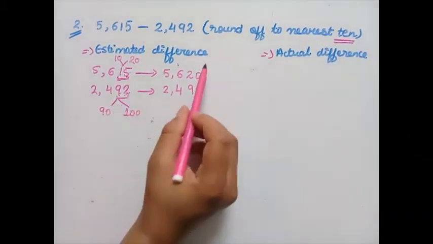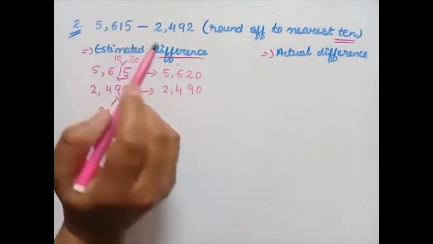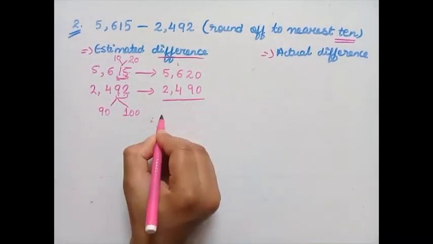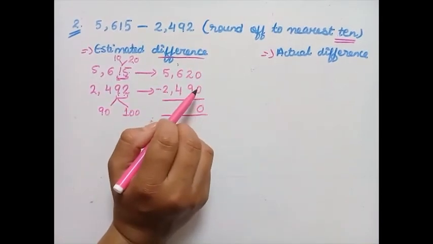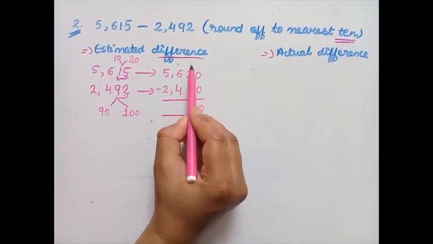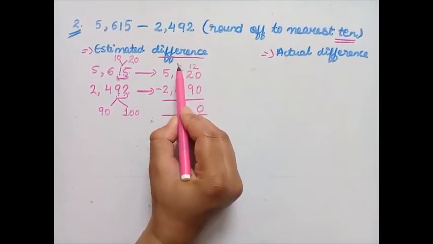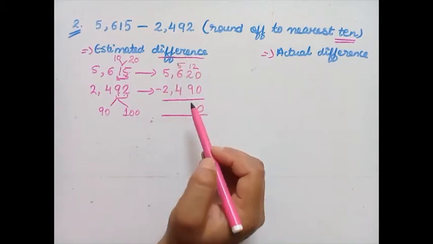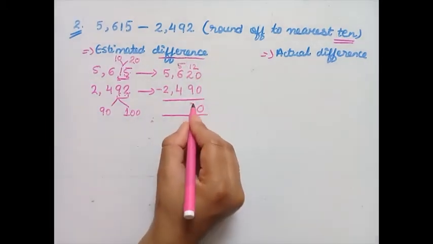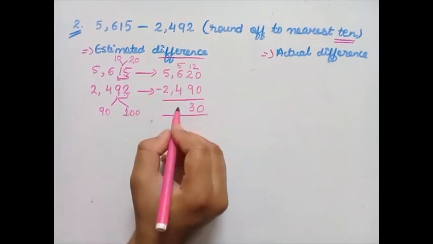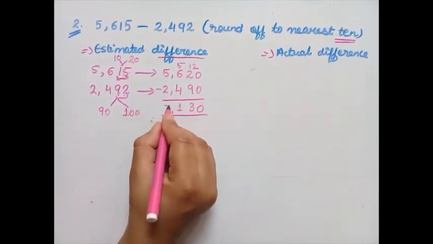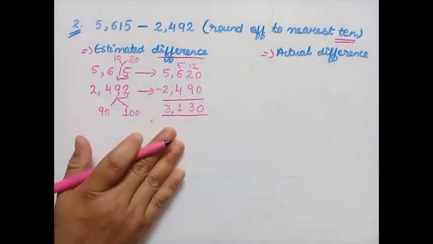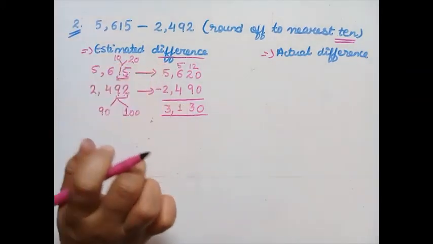So now we have to find the difference, subtraction. So now subtract these numbers. 0 minus 0; we will take a carry here. So it will be 12 and it will reduce by 1, that is 5. Now 12 minus 9, it's 3. 5 minus 4, 1. Put comma here. 5 minus 2, 3. So this is the answer by estimated difference.